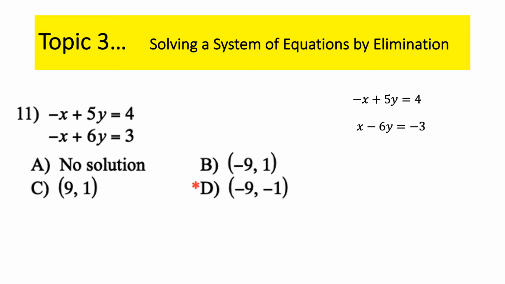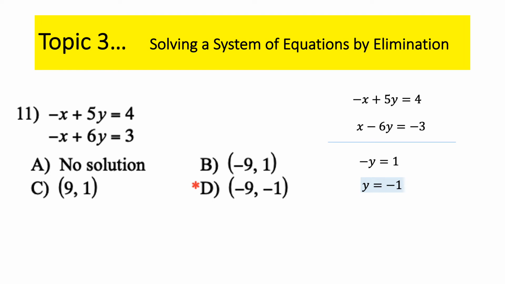Now when we add, notice the x's go away. Negative 6y plus 5y is negative 1y. Hey, I can do that one. Divide or multiply everything through by negative 1. y equals negative 1. It seems like with every single one of these, I could find the answer right now.